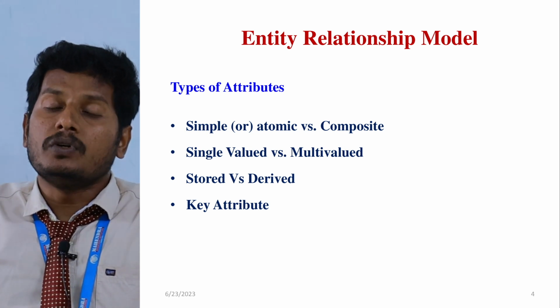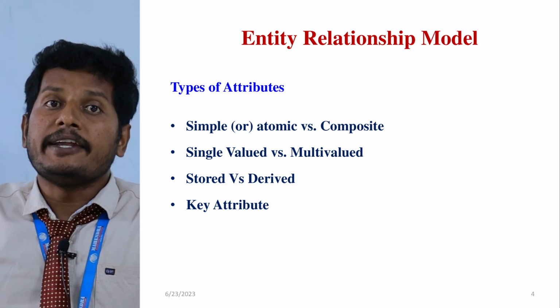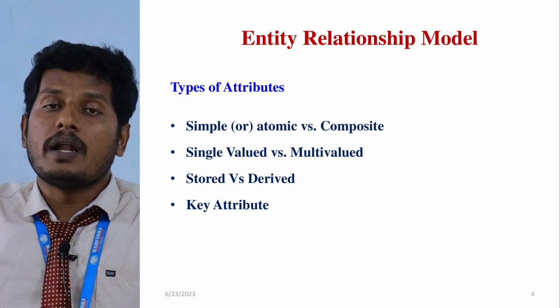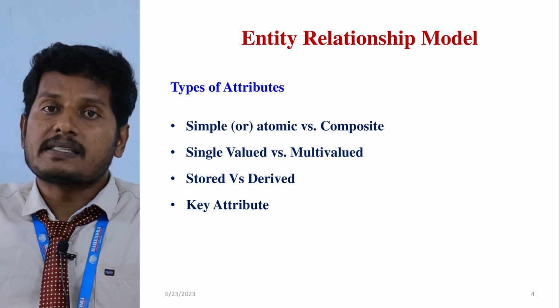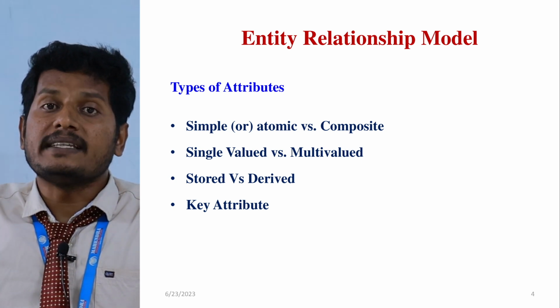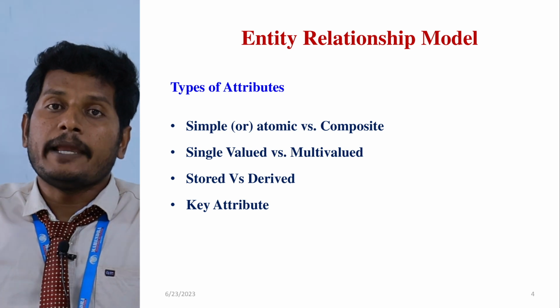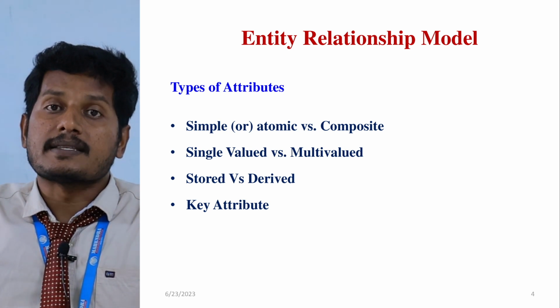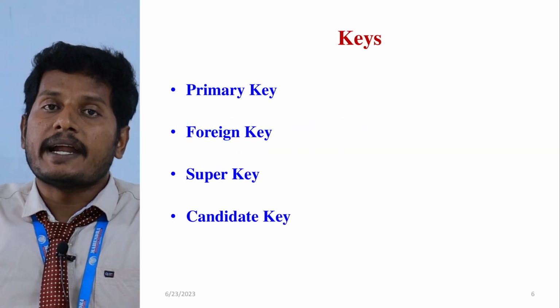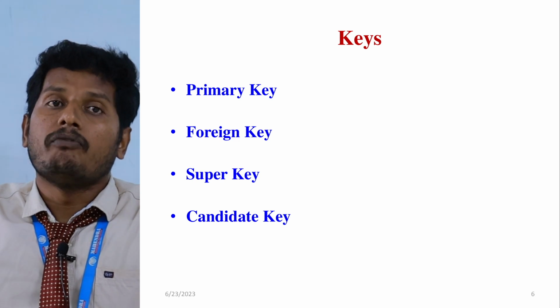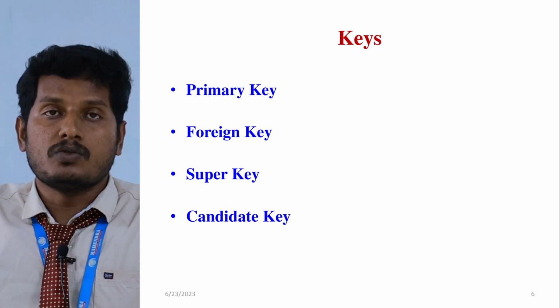Next, the key attribute. A key attribute uniquely identifies the records in the table. Which attributes are key attributes? For example, employee is an entity. It describes some properties: employee ID, employee name, employee salary, and employee address. Employee ID is unique, so it is a key attribute. Keys can be classified into four categories: primary key, foreign key, candidate key, and super key.